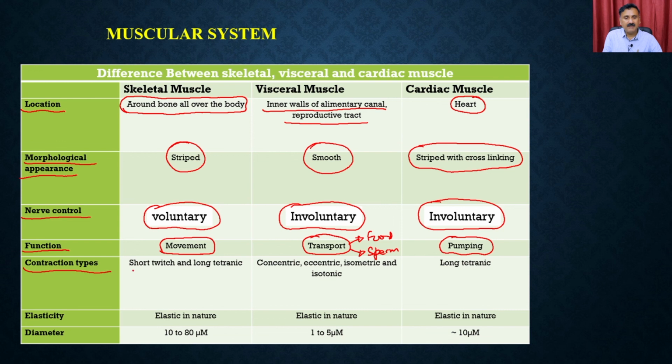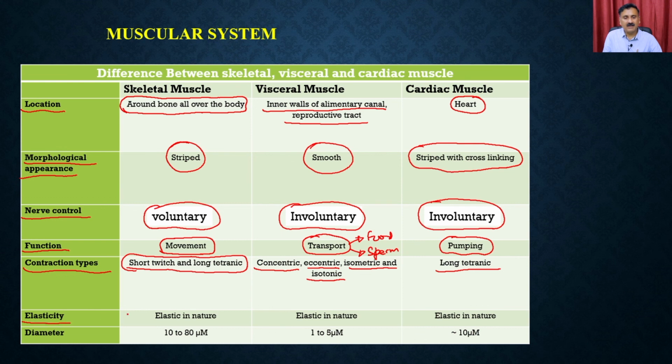Then the contraction type. The contraction type is short twitch and long tetanic. These are the contraction types present in the skeletal muscles. In the case of visceral muscles, it is concentric, eccentric, isometric as well as isotonic contractions. And in the cardiac muscles you have the long tetanic contractions. Don't worry about these contraction types if you cannot follow right now, because we are going to discuss the different types of contractions generated by the different types of muscles in our subsequent lecture.